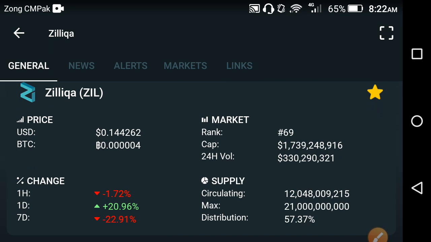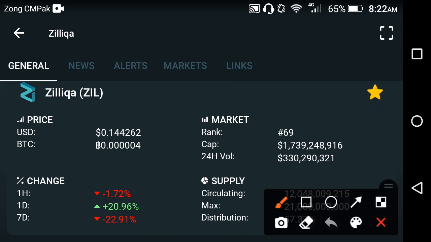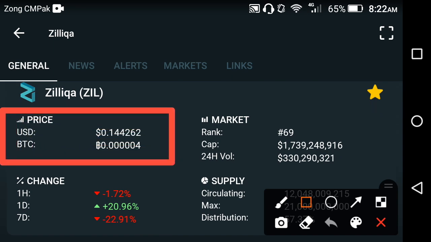Let me show you, friends, the latest update of Zilliqa on the screen. Now the latest price of Zilliqa on the screen, you can see here, 0.14426 USD is the current latest price of Zilliqa in the market.